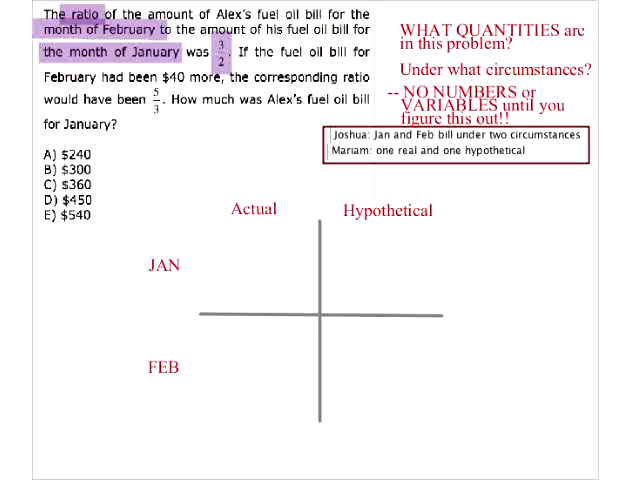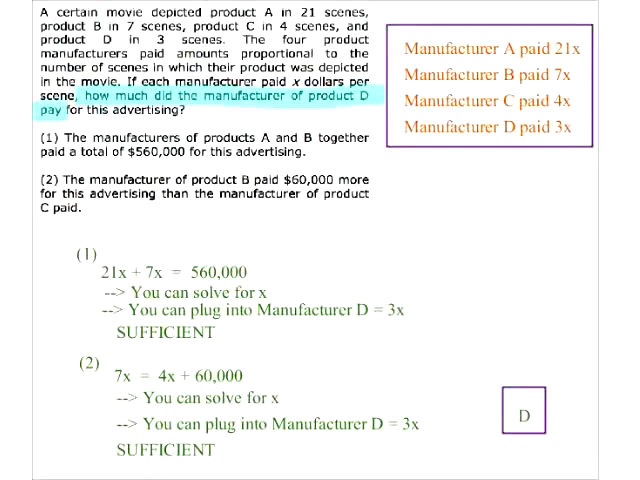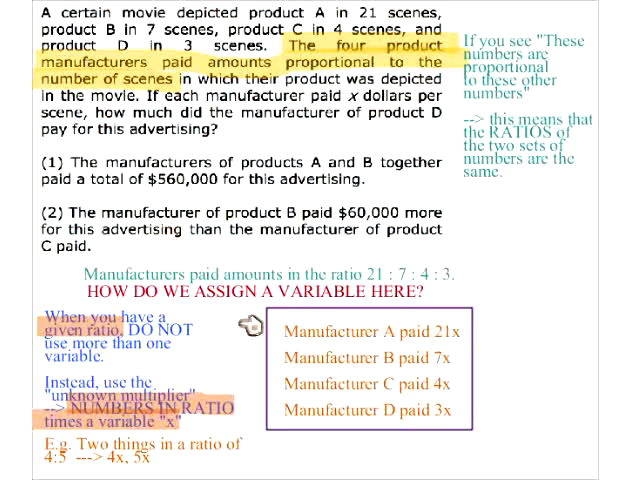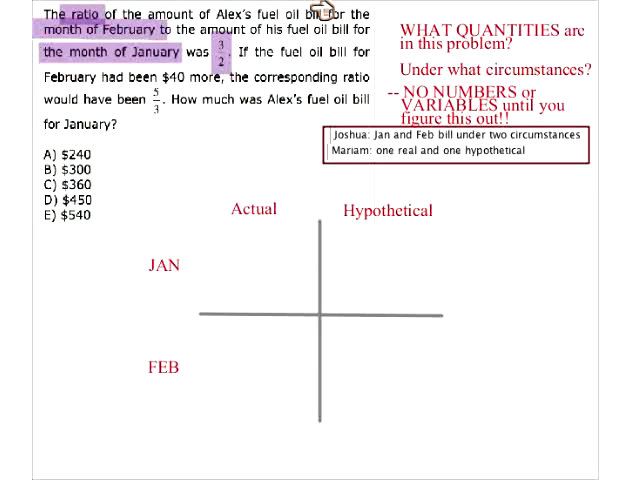You call them 3x and 2x. You do not call them x and y. You don't give them two variable names. Remember the big lesson that we learned in the last problem: if you have a ratio whose numbers are specified, then you just do those numbers times x. So in the case of this problem, 3x and 2x. 3x is February. February to January is 3 to 2.